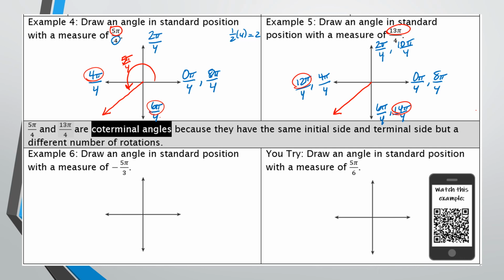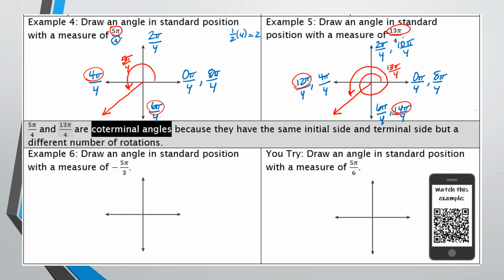The only difference between example 4 and example 5 is when I draw my arrow, I have to show that it went one full rotation plus another part of a rotation. So it goes all the way around plus this part. So again, just like the 120 and 480 degree angles, they had the same terminal side. These also have the same terminal side. So that means these are also coterminal angles. So you can have coterminal angles in degrees and radians. The definition is exactly the same. It's just a little different when you're looking at it in terms of radians.